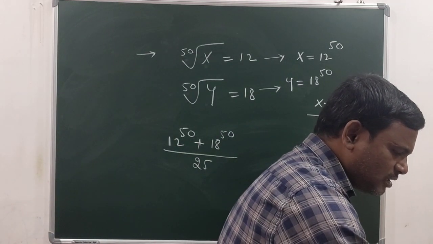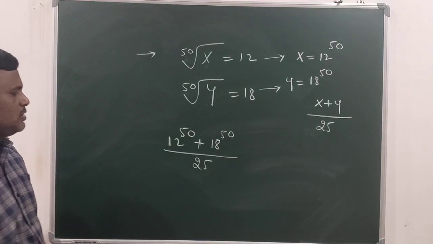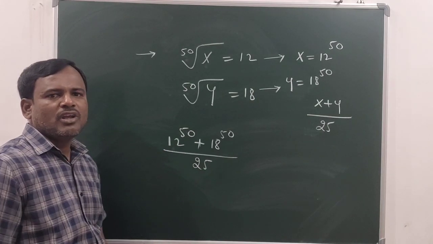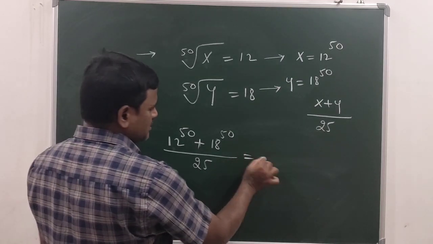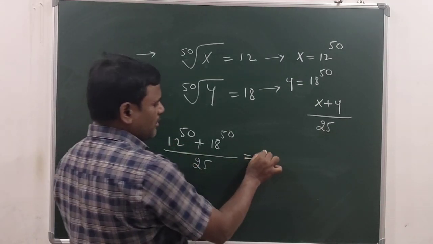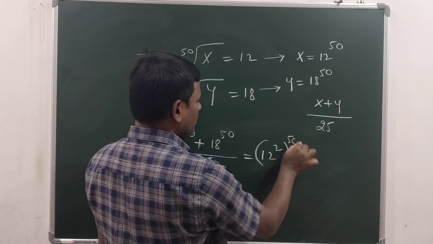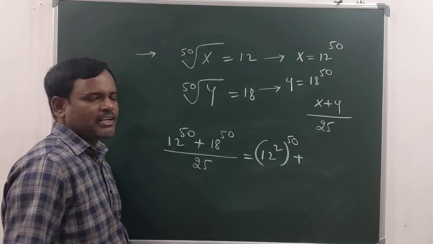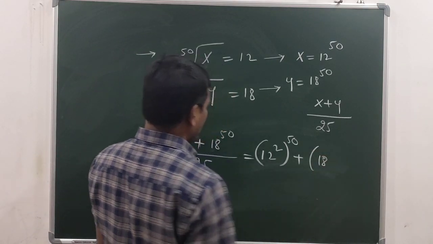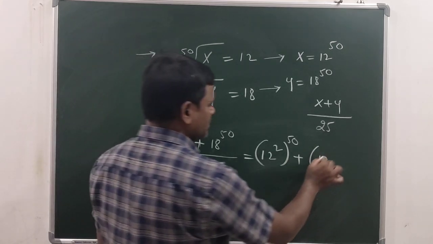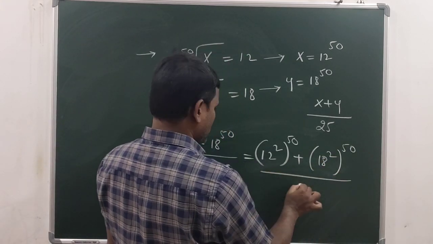Okay students, see how I am going to answer this question. This 12, I am going to split as follows. See, 12 power 50, I would like to write as (12 square) whole power 50, plus what about this 18? 18 I would like to write as (18 square) whole power 50, 324, yes, all divided by 25.